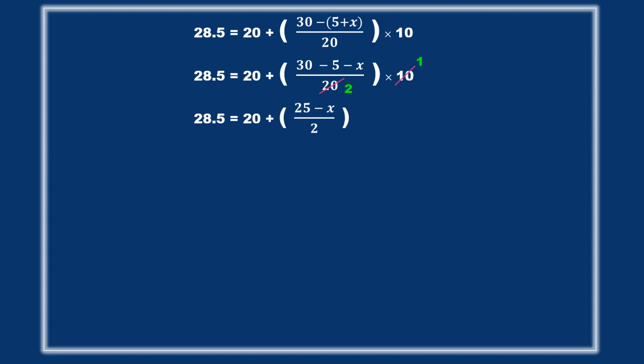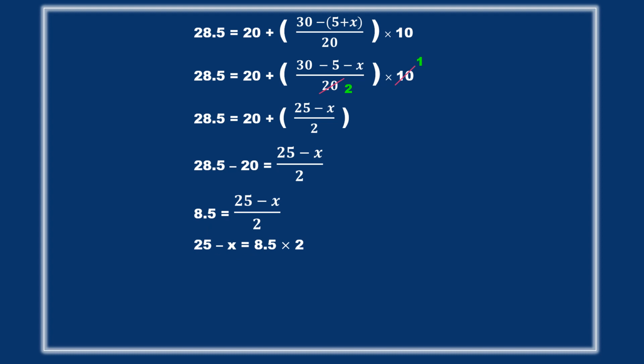Okay, now here we want to find out X, so slowly I'll send one by one. So here plus 20 is there, so when it goes there it becomes minus 20. Here I have 25 minus X by 2, so I wrote as it is. Now I'll solve it. 28.5 minus 20 equals to 8.5 equals to 25 minus X by 2. Now here 2 is dividing, so when it goes there it becomes multiplication. So 25 minus X, I have written this one on the left side and this one I wrote in the right side. Okay, so 25 minus X equals to, multiply these two, so it gives you 17.